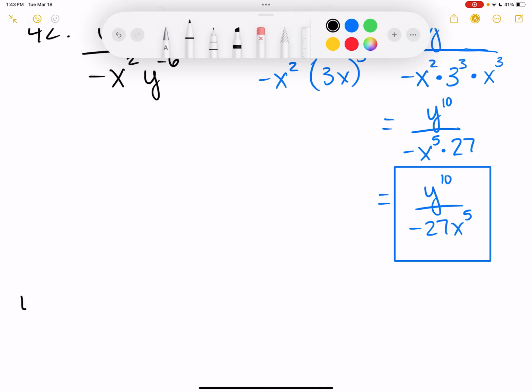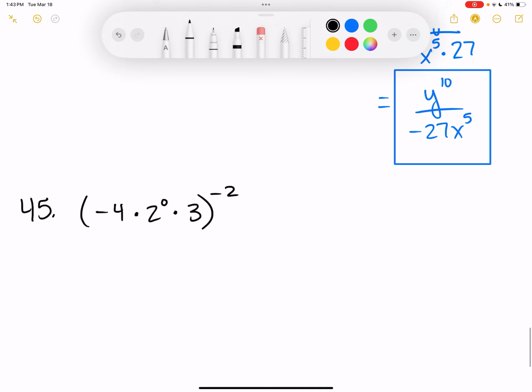All right, one more. I know this is an odd one, but it's a multiple choice question, so we're going to do it anyway. In parentheses, negative 4 times 2 raised to the 0 times 3 raised to the negative 2, all raised to the negative 2. Distribute, or you can just make 2 to the 0 one first. The 2 to the 0 is what? 1. So I can just ignore that at this point.